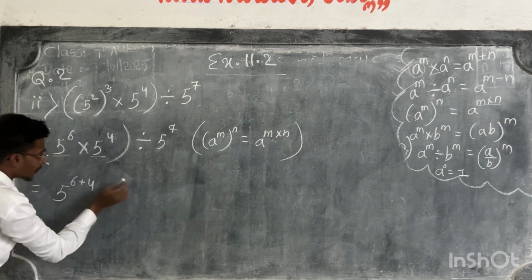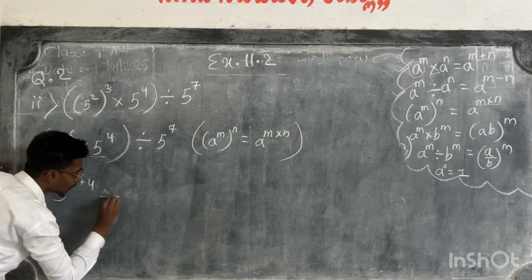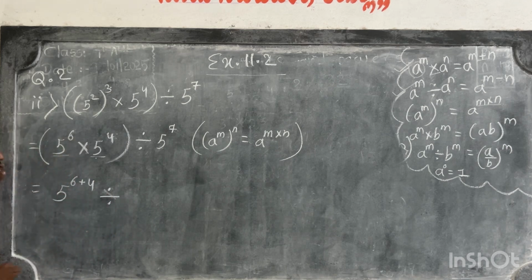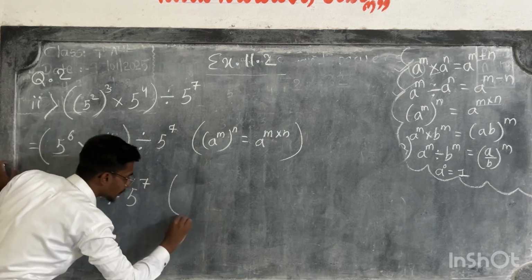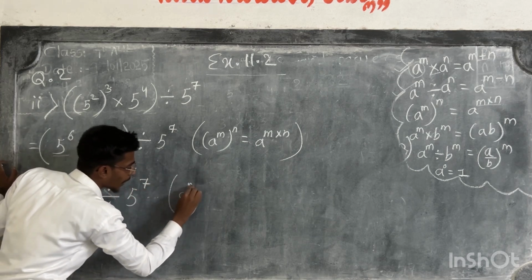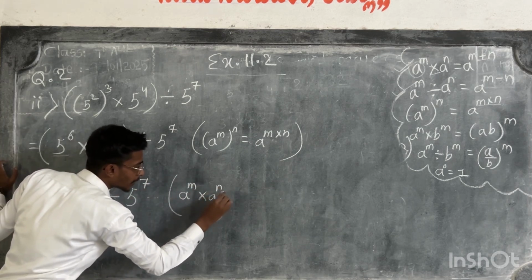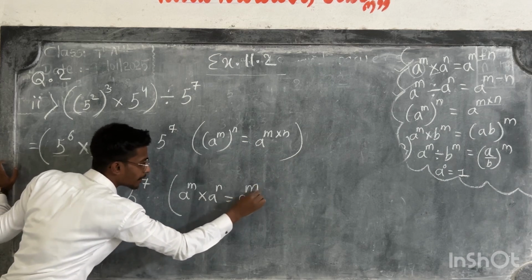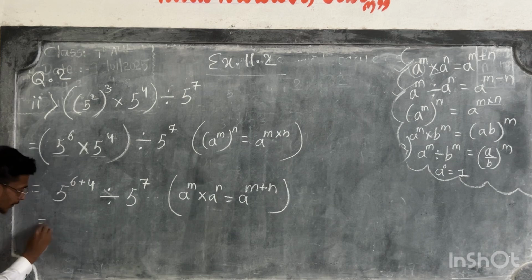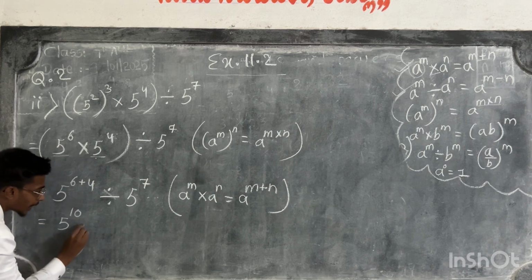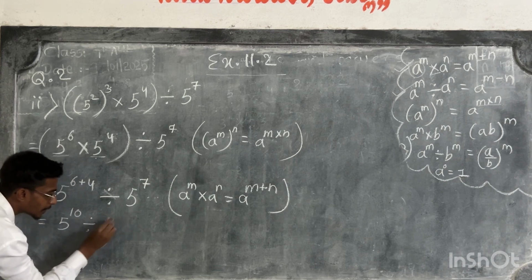Divided by, now we simplify the entire bracket. Now you can remove the bracket here. 5 to the power 7. Write which identity you use here: a to the power m into a to the power n is equal to a to the power m plus n. So what is 6 plus 4? 5 to the power 10 divided by 5 to the power 7.